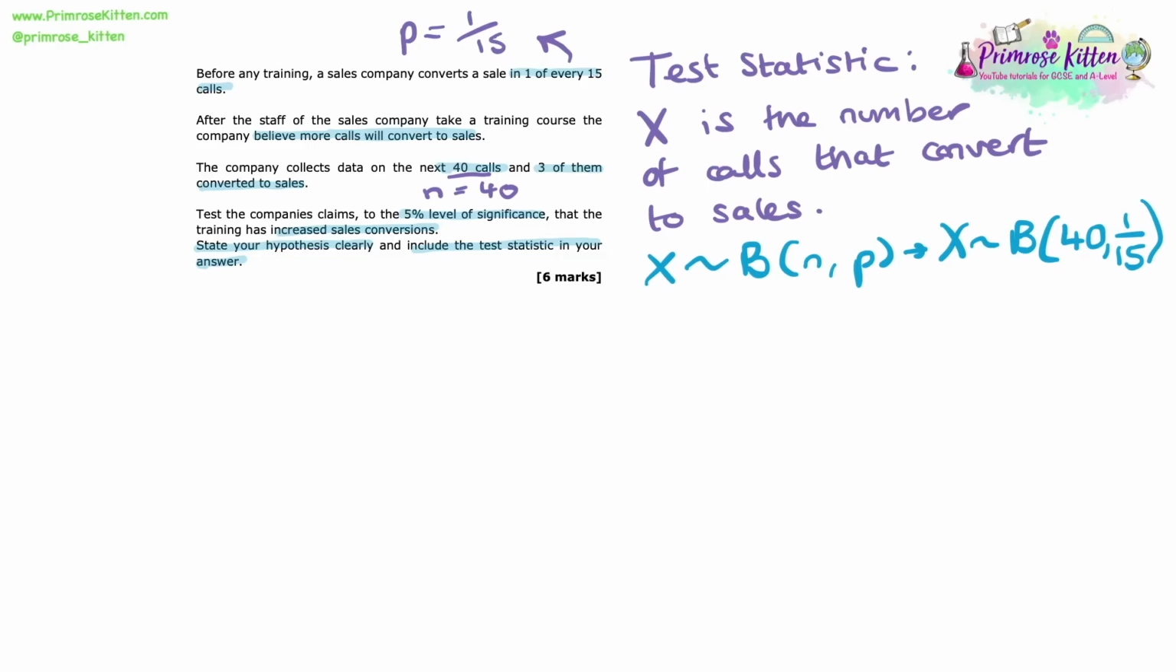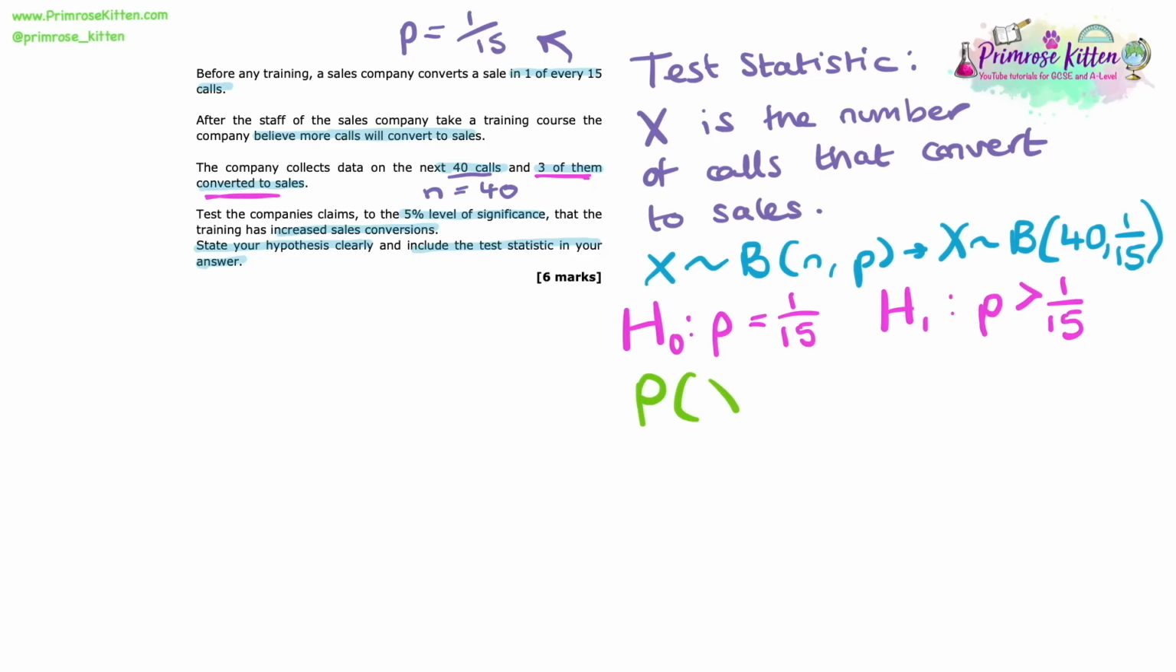In terms of our hypotheses, our null hypothesis will just be that nothing has changed. So the null hypothesis states that the probability is still equal to 1/15. For the alternate hypothesis, we need to look at the change we expect to happen. And we're saying that after this training course, we want more calls to convert to sales. So H1 is that the probability is bigger than 1/15. So there we have it. We have our hypotheses, we have our distribution, and our test statistic.